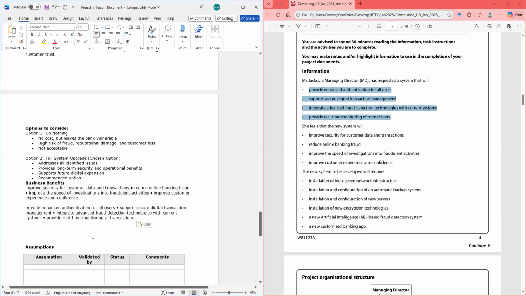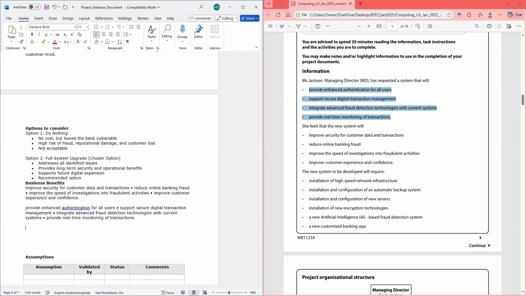All right. So that's business benefit also. So you just copy and paste those over and you're all right. The next thing we're going to look at is the budget. We're going to look at the budget. What is the budget for the system for this project? We have to scroll down to the bottom of this thing.